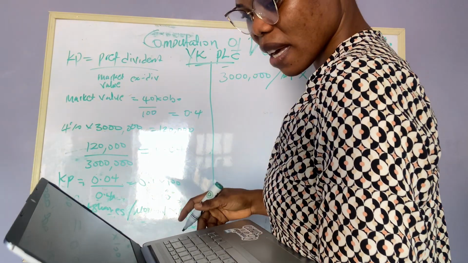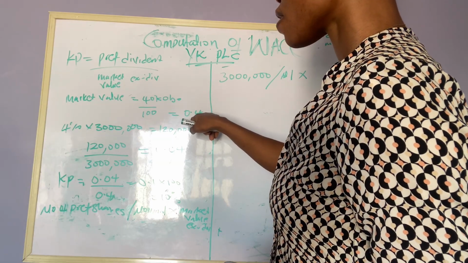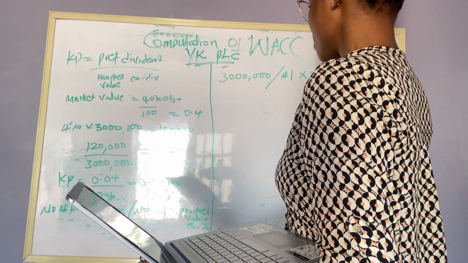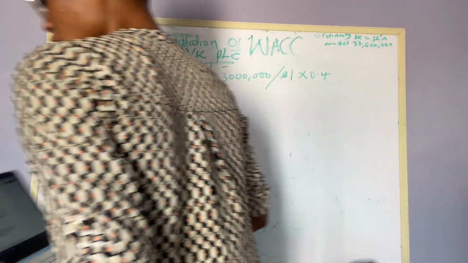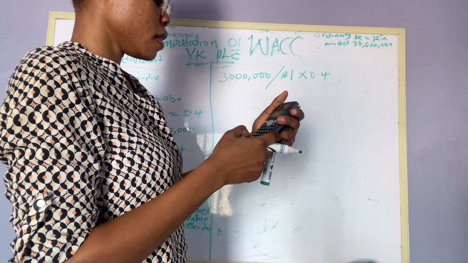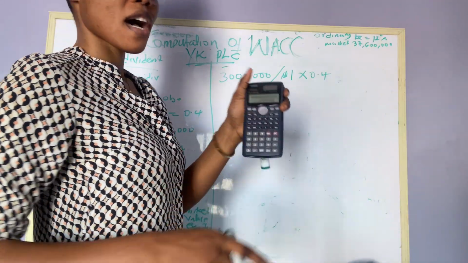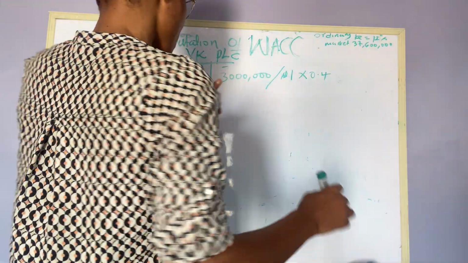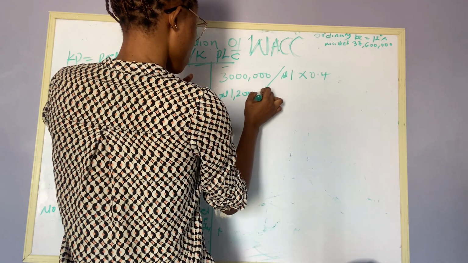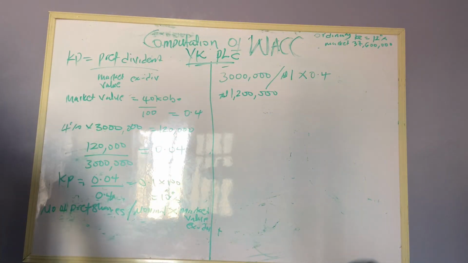Then times, what is the market value? Our market value is 40 kobo, which we divided by 100 earlier, and it gave us 0.4. So for us to calculate it now, 3 million divided by 1 gives us 3 million, and times 0.4, we now have 1.2 million. That's the total market value. So 1.2 million, that's our total market value.